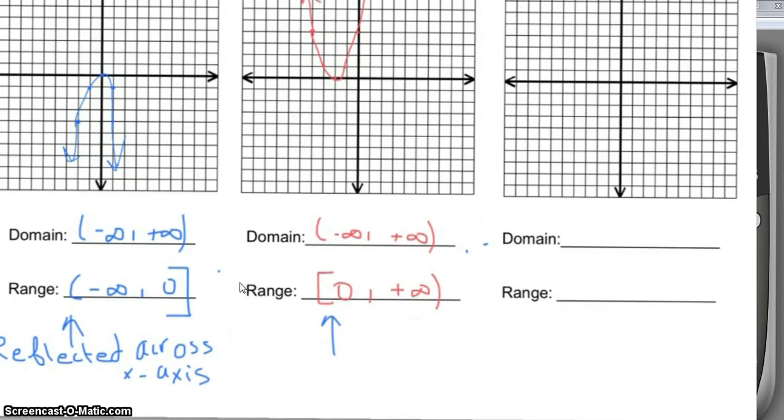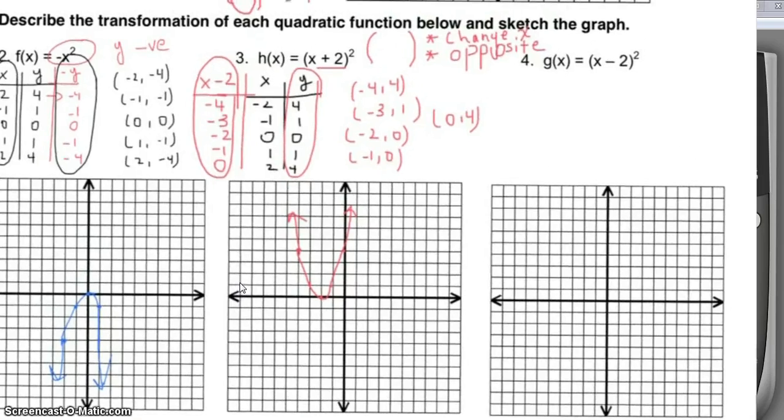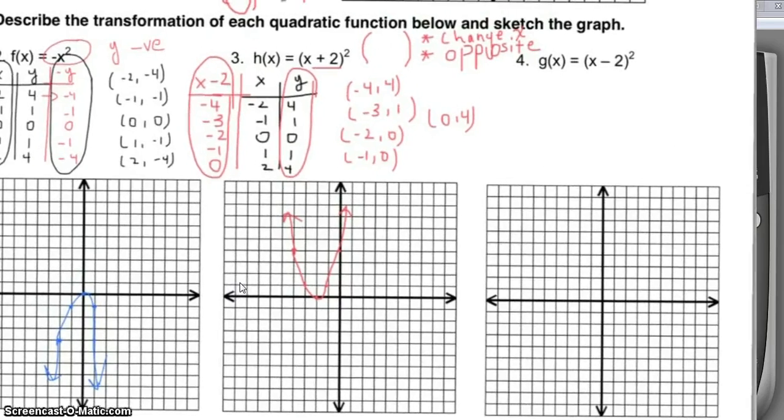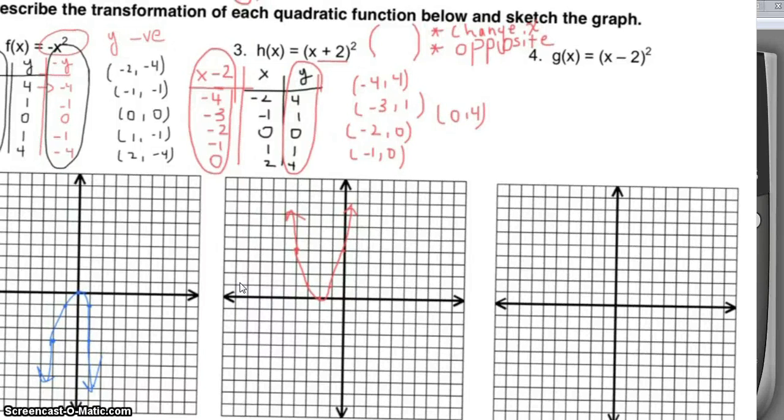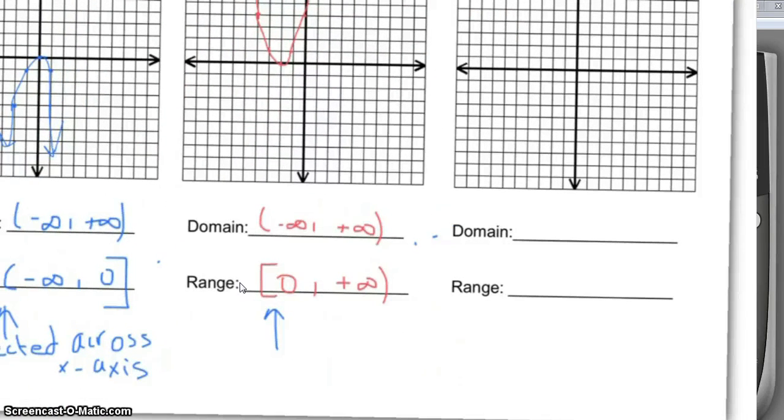This means every time you see x plus 2 squared over here, as you can see, it's x plus 2 squared, it means that it's going to go 2 steps to the left. So let's write it down. Here it's going to be shifted 2 steps to the left.